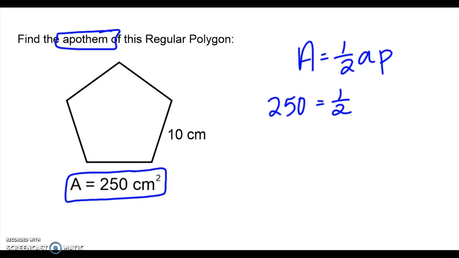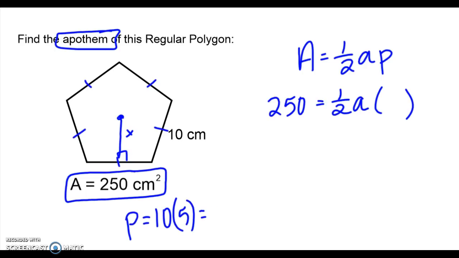And I don't know the apothem, right? That was an unknown to me. But I can find the perimeter. So we don't know this, but we do know what the perimeter is by taking 10 times the 5 sides. 10 times 5, so we get 50.